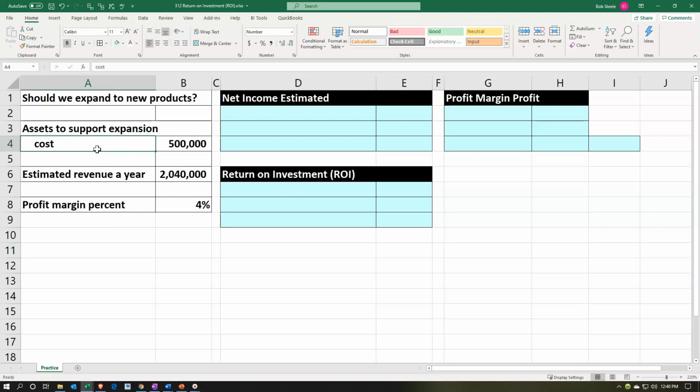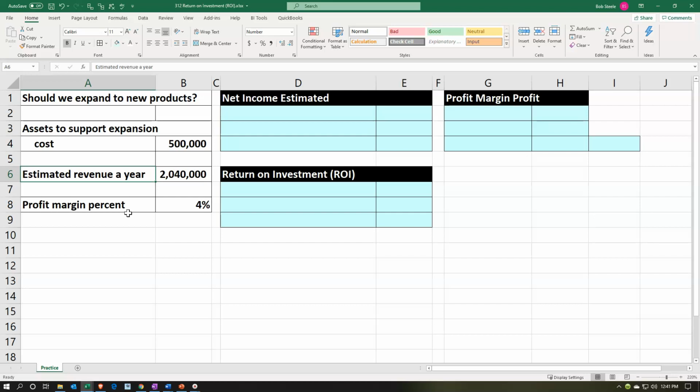So the assets to support the expansion, we're going to say, are $500,000. We've got to put the $500,000 down up front in order to support the expansion. Well, what are we going to get? The $500,000 as of now, at this point in time. And we're going to think about our return on investment, let's say in a year. So we're going to say, okay, what are we going to get in the next year? The estimated revenue, $2,040,000. And then they give us the profit margin percent, which is going to help us to calculate the net income, revenue minus expenses, bottom line of the income statement, 4%.